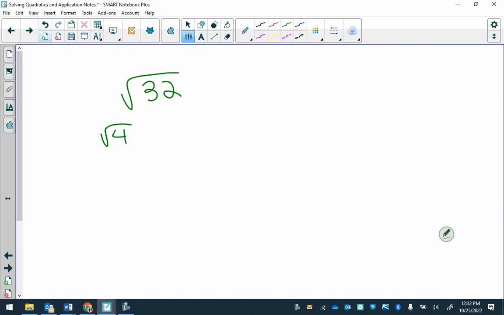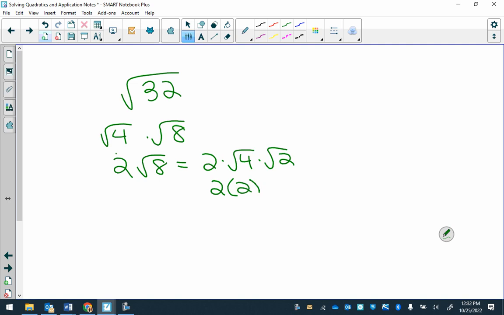So the other way, in terms of simplifying the square root of 32, if we used 4 and 8, what is the square root of 4? 2. But now we still have the square root of 8. Can I break that up even further? What's the square root of 4? We multiply 2 times 2, which is exactly what we got on the other side. Okay? Does that make sense?